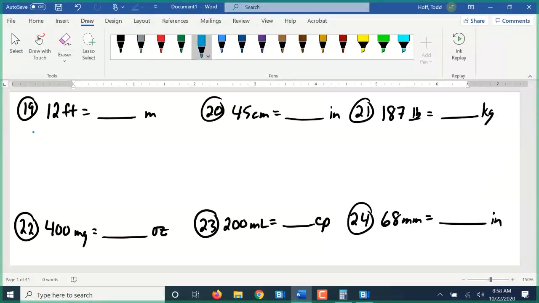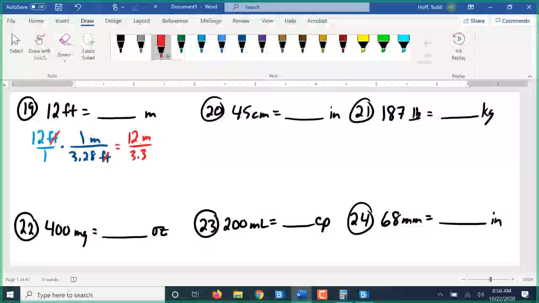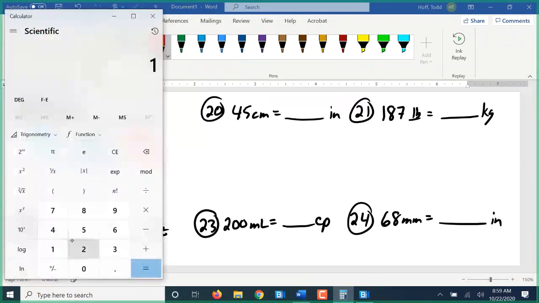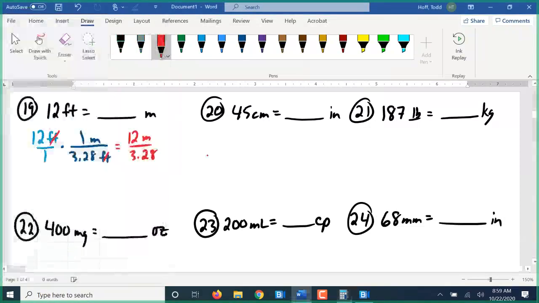So let's take a peek here. We have 12 feet. Put that over 1 going into meters. If we look it up, there's 3.28 feet in 1 meter. So the feet cancel out. That's going to be 12 times 1 meter is 12 meters. 1 times 3.28 is 3.28. So 12 meters divided by 3.28 gives us 3.66 meters from 12 feet.